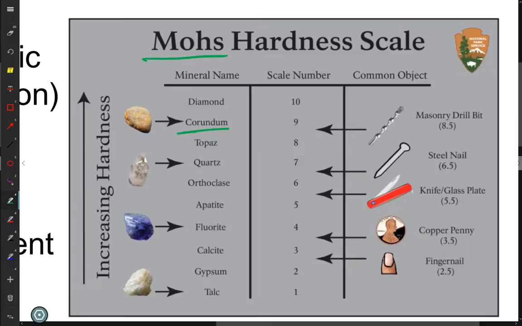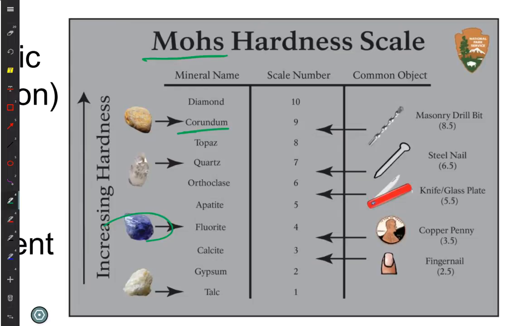Topaz is an 8. Quartz is your standard quartz glass. It's a 7. Orthoclase, that's a kind of feldspar, is a 6. Apatite is a 5. Fluorite, it's a pretty stone, is a 4. Calcite is this. This is a 3. So this is a pretty soft rock. I could easily scratch this with most anything. And then we go down to gypsum and talc. Talc is very, very soft.